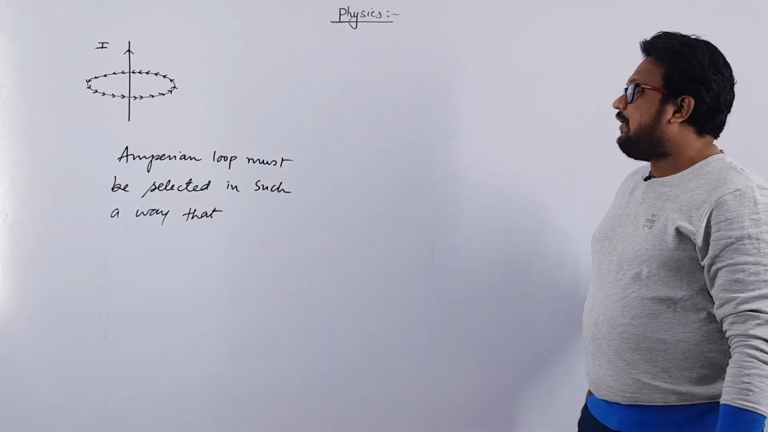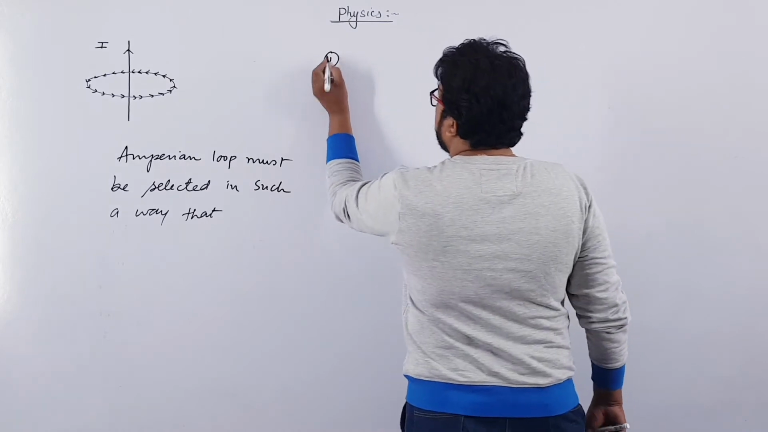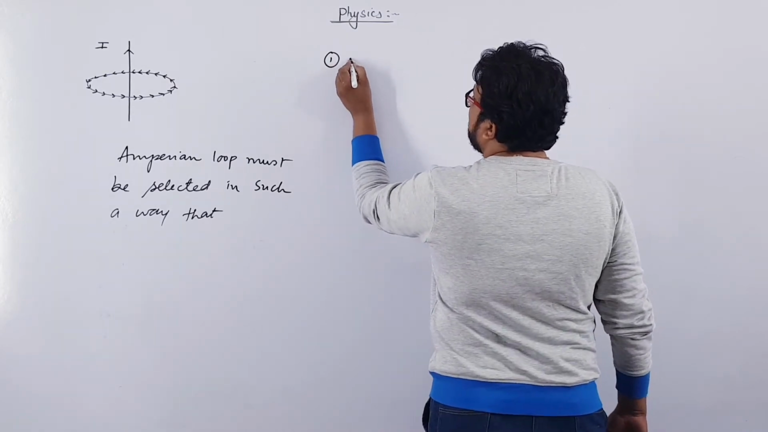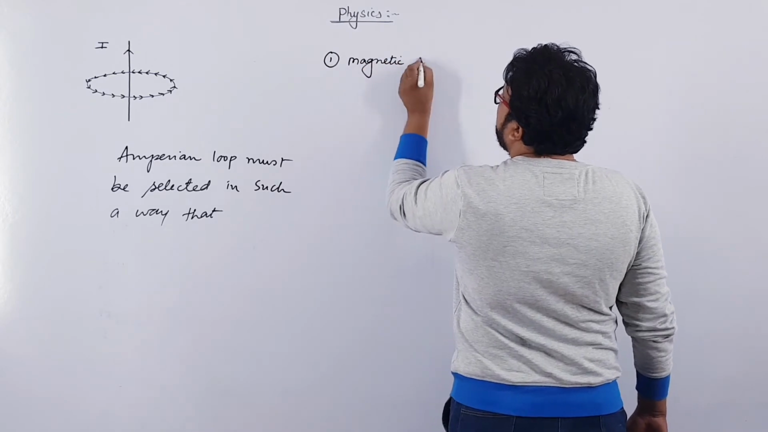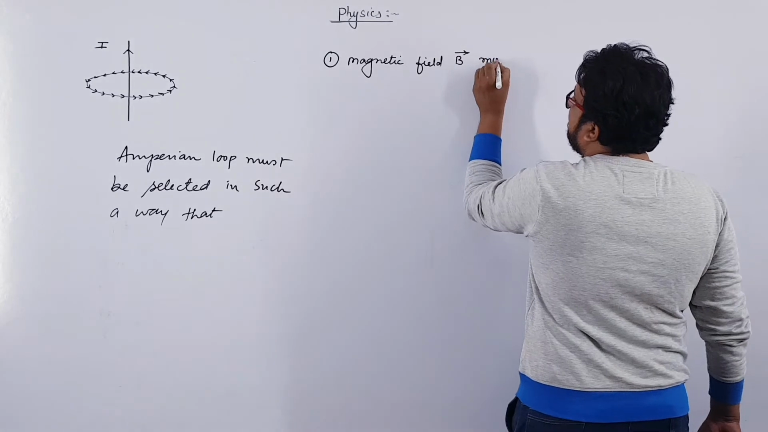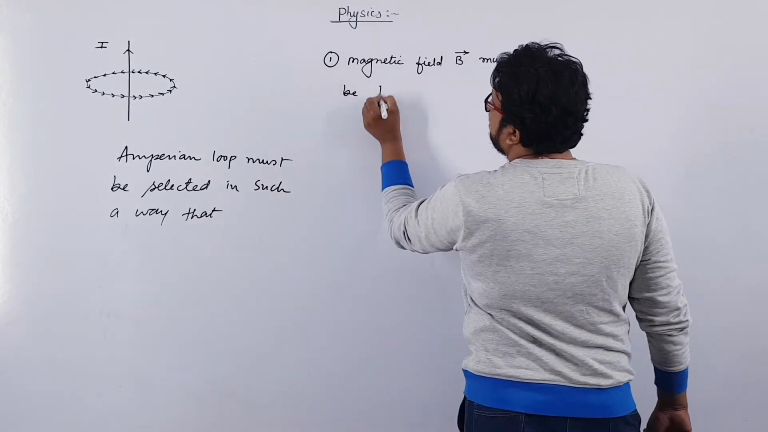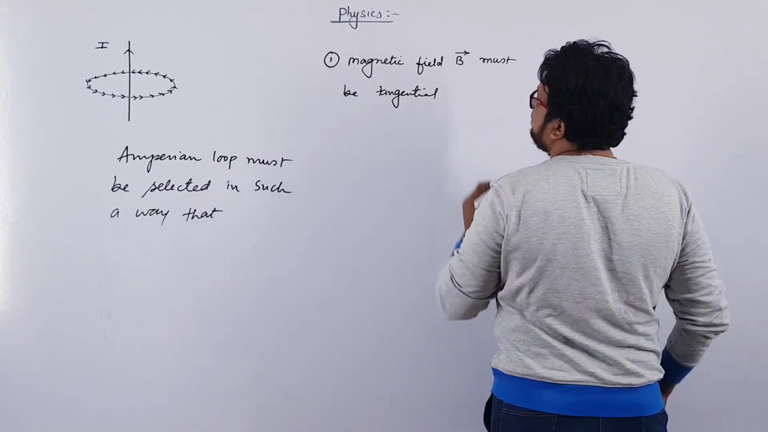Then the Amperian loop must be selected in such a way that, number one, magnetic field B vector must be tangential.